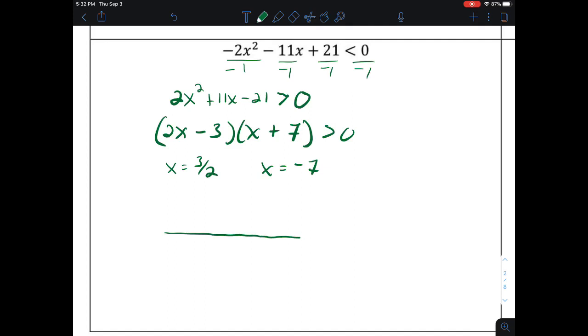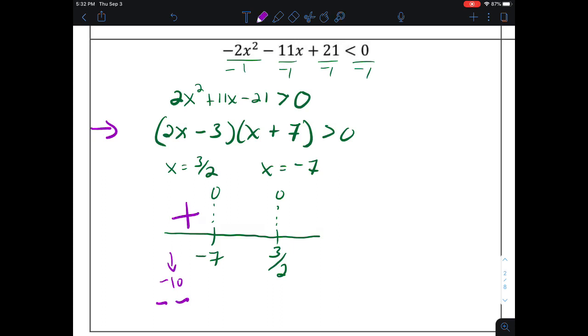We're going to do our sign test. So negative 7 and 3 halves. We know that both of those make our left side equal 0. And we're going to test around those numbers. So I pick a number smaller than negative 7. I'm going to put it in my factored form. So let's go negative 10. I put negative 10 in for x. Negative 10 times 2 minus 3 makes a negative number. And then negative 10 plus 7 makes a negative number. 2 negatives multiplying make a positive.